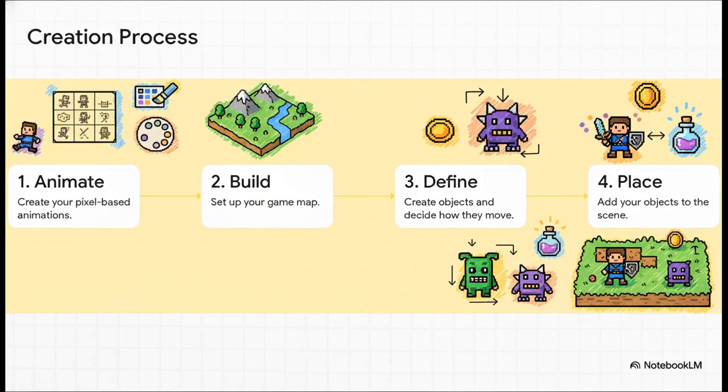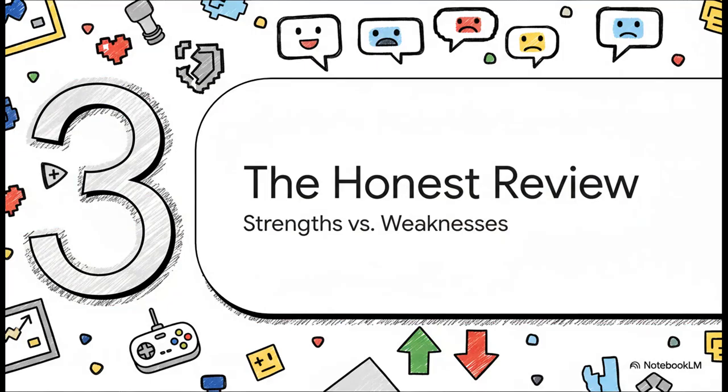So how does all this work without code? Well, the whole process is kind of broken down into these four main steps. First, you start with your art. You make your animations. Then you build the world, your game map. After that, you get to define objects, things like your hero or the bad guys, and you decide how they behave visually. For example, you can make an enemy walk back and forth just by setting a few simple rules. No code needed. And finally, you just place all your creations into the scene. That's the core loop.